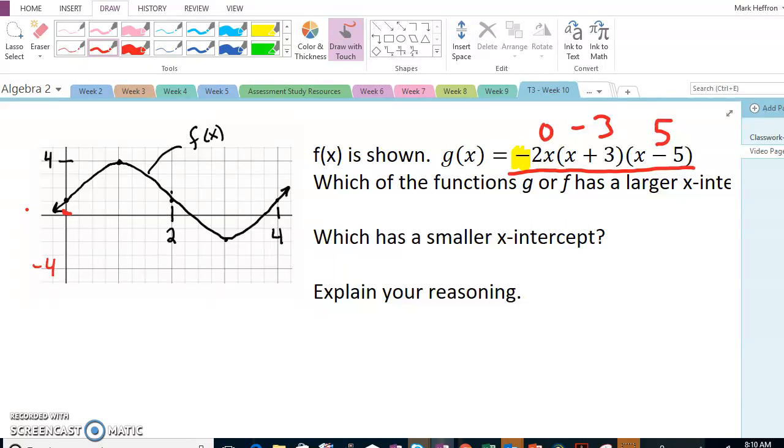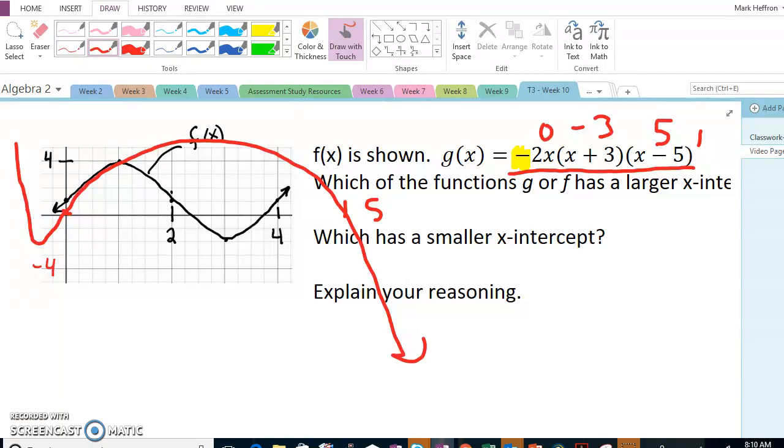Each one of the multiplicities for these 3 zeros is odd, or 1, so I'm going to cross each time. So from high to low, I'll cross at -3, come back up at 0, and come back down over here at 5, wherever that is.